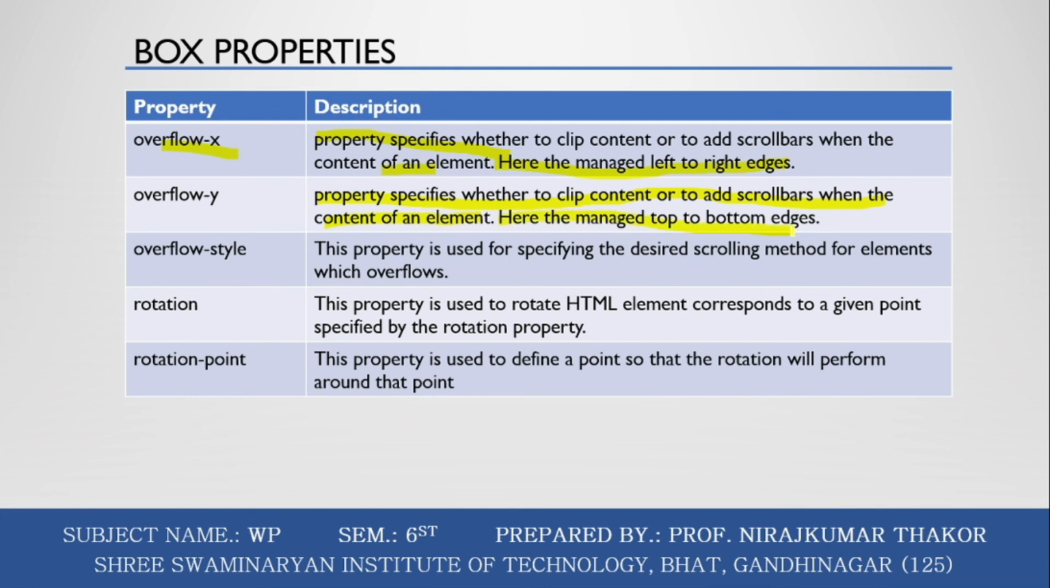So suppose we want to add scroll bars, then we have to use the box properties. The third one is overflow-style. This property is used to specify the desired scrolling method for elements which overflow. The next one is rotation. This property is used to rotate the HTML element relative to a given point specified by the rotation-point property. Rotation-point is used to define the point around which the rotation will be performed.